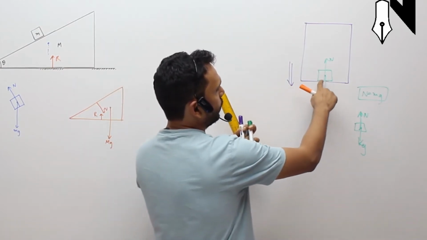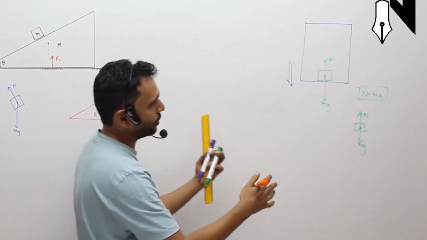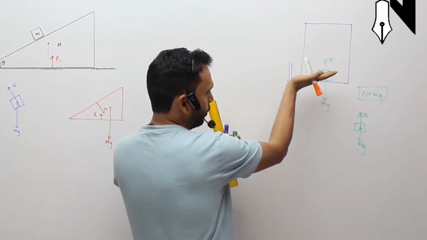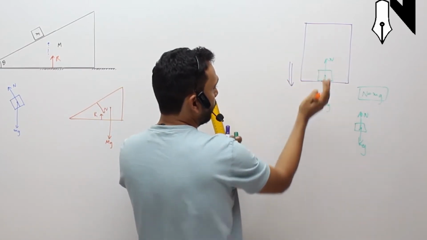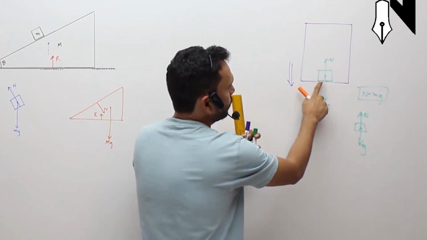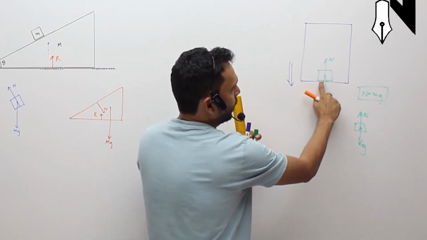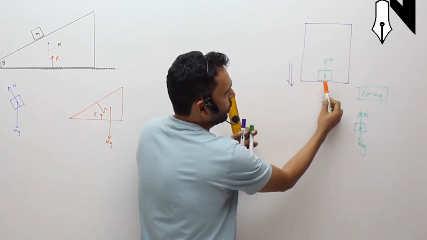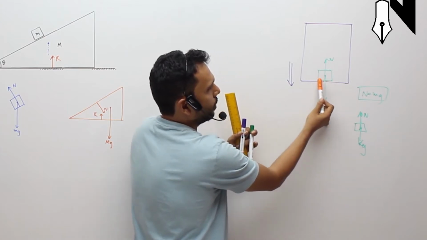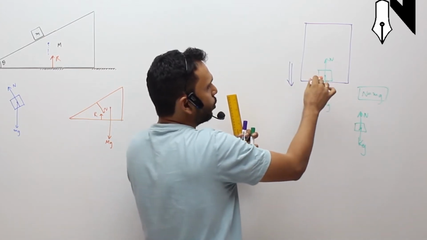I think the ants will feel relieved. Okay, you better imagine the weights, imagine a weighing machine underneath it. So if the lift goes down, there's a release in the action reaction over here. There's a relief to the ants over here. The normal reaction is going to become less.